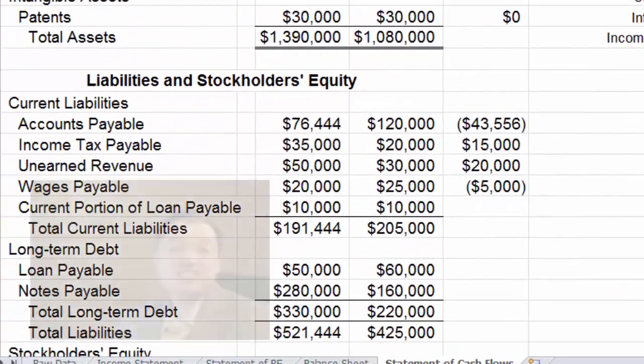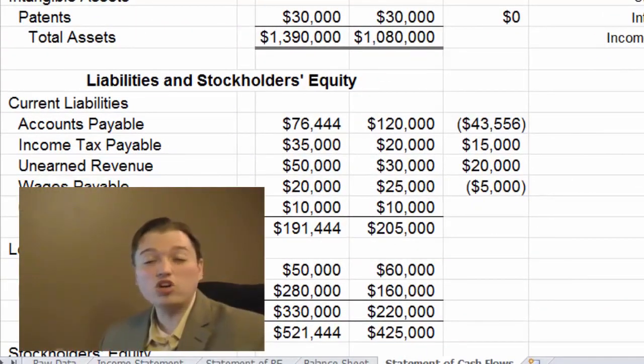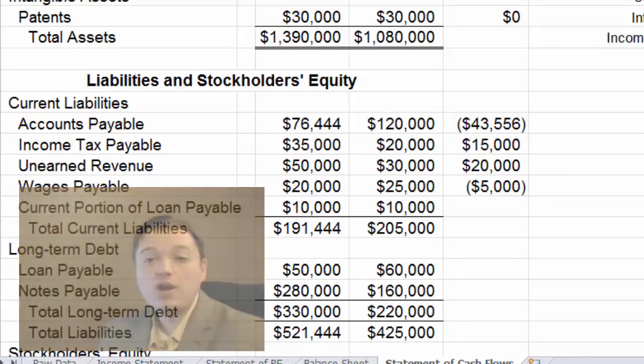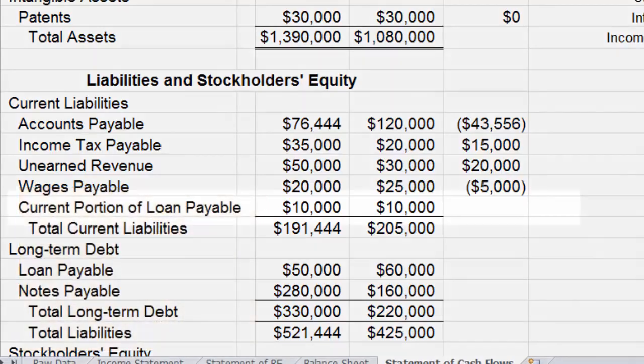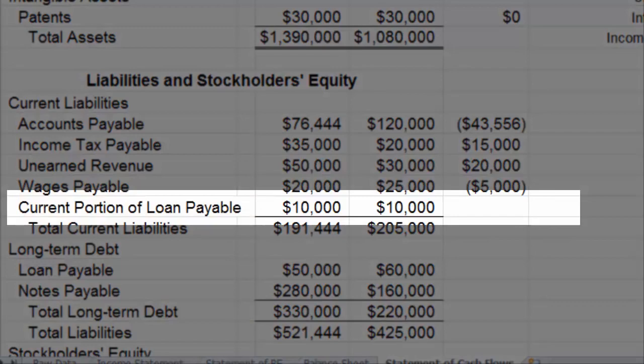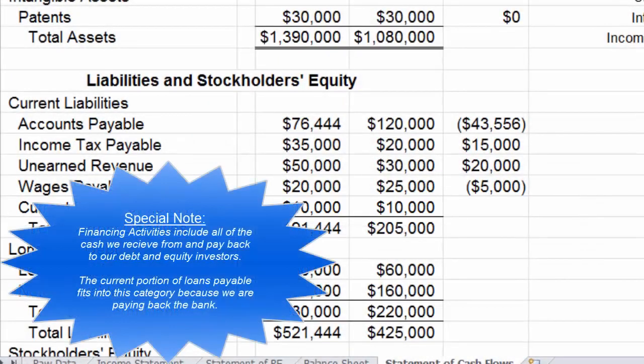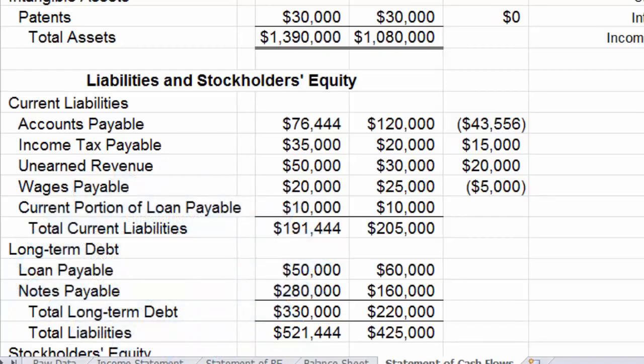Now, you'll notice the stuff that's going into this worksheet, they're all current assets and current liabilities, because that's my day-to-day stuff. The one I'm going to leave out is this current portion of my loan payable. Loan payable, that's not operating, that's financing. So even though that goes into current liabilities, it's not an operating activity, so I'll leave it out.